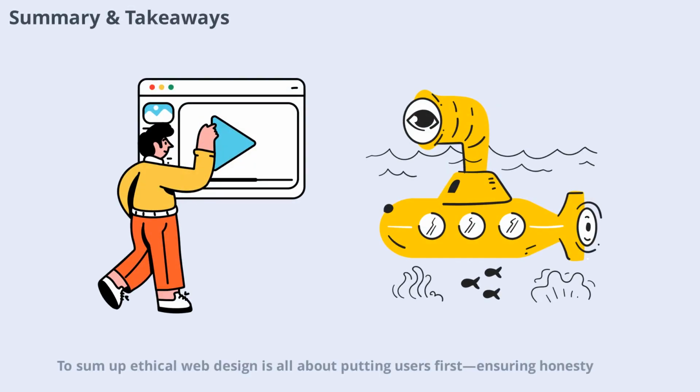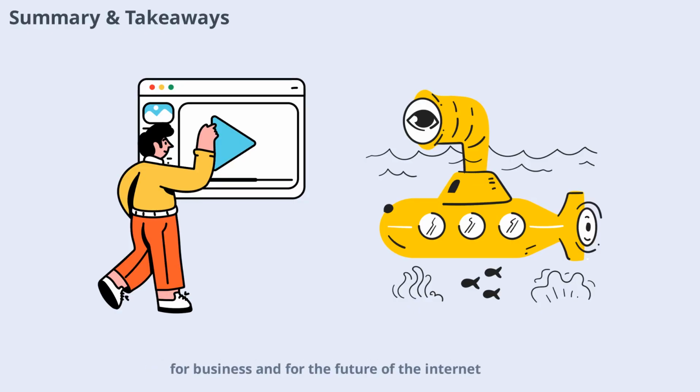To sum up, ethical web design is all about putting users first, ensuring honesty, transparency, and respect in every interaction. It means designing websites that are accessible, inclusive, and secure while avoiding manipulative tactics. By following these principles, designers help users achieve their goals safely and comfortably. As the digital world changes, staying committed to ethical practices protects user dignity and builds lasting trust. Remember, ethical web design isn't just good for users, it's good for business and for the future of the internet.